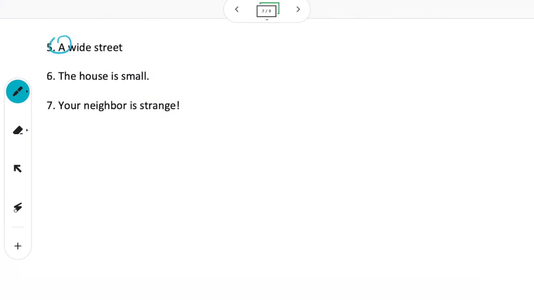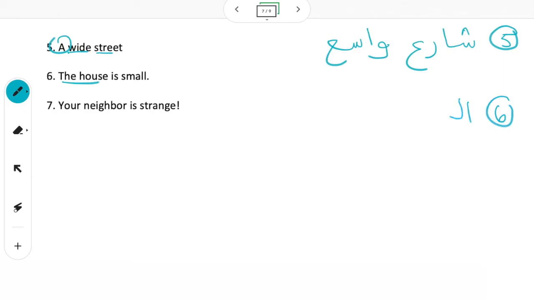Okay, let's look at the rest of them. A wide street. A is implied when you don't have alif lam in the word. Okay, this is a noun adjective phrase, so the adjective goes second. So we're going to put street first. شارع, this is رقم 5. شارع واسع. The house. So to make something the, we add alif lam. Then we write the word bait, and the first letter now is going to be in medial position because it's connected to the lam. There's no is. And then we just use the adjective صغير.